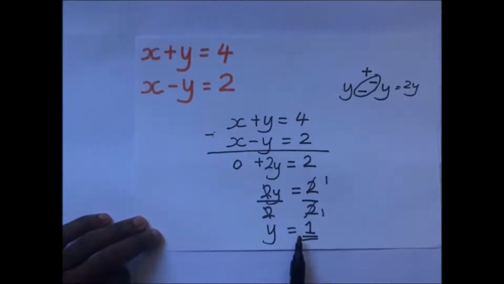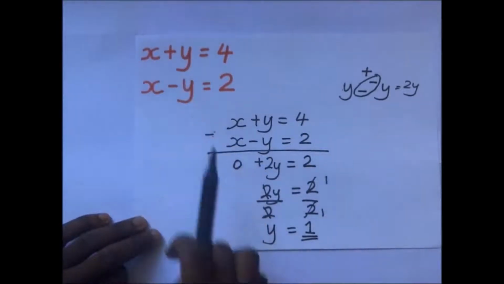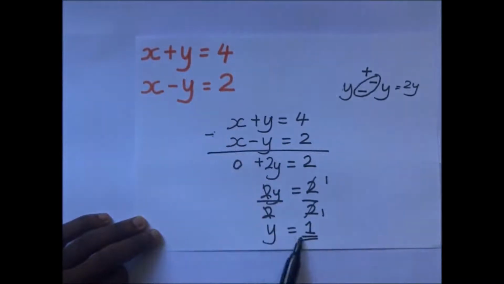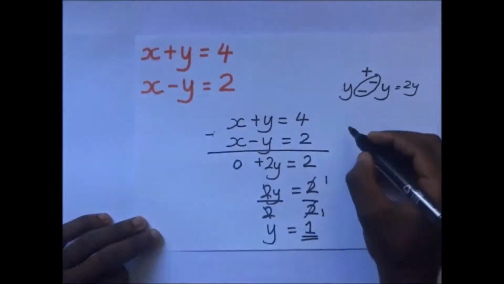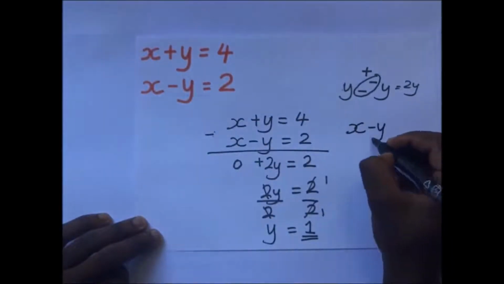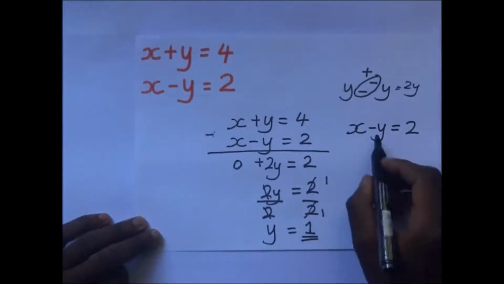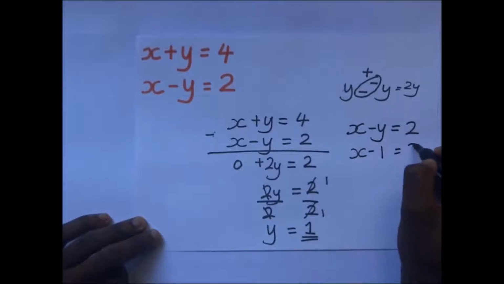So now after getting our value of y, because we've eliminated x, we can go back and substitute the value of y in any of these equations so that we are able to get the value of x which we had earlier eliminated. So we take the value 1 and put it here. In any equation, let's put it in the second one: x minus y is equal to 2. If you substitute for the value of y here, it becomes x minus 1 is equal to 2.